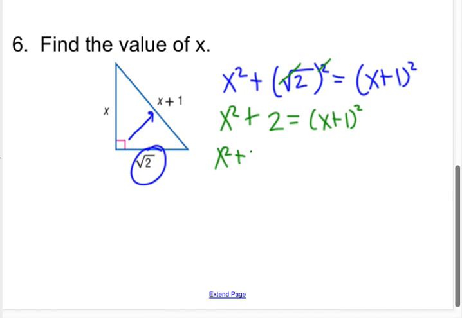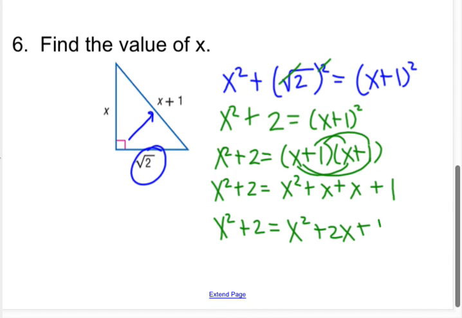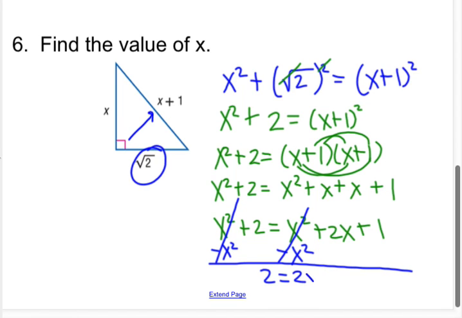I need to simplify my right-hand side, and I know that x plus 1 times x plus 1 is the same as x plus 1 squared. So I would FOIL that right-hand side, and I would get x squared plus x plus x plus 1. And then I would go ahead and combine my like terms on my right-hand side, so I'd have x squared plus 2x plus 1. I would notice if I subtract x squared from both sides, I have 2 is equal to 2x plus 1.